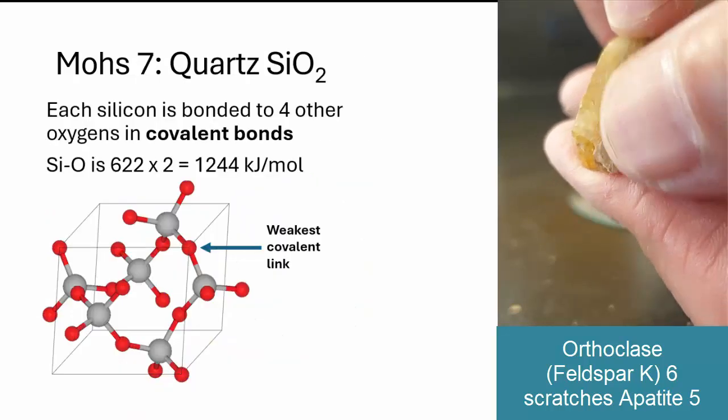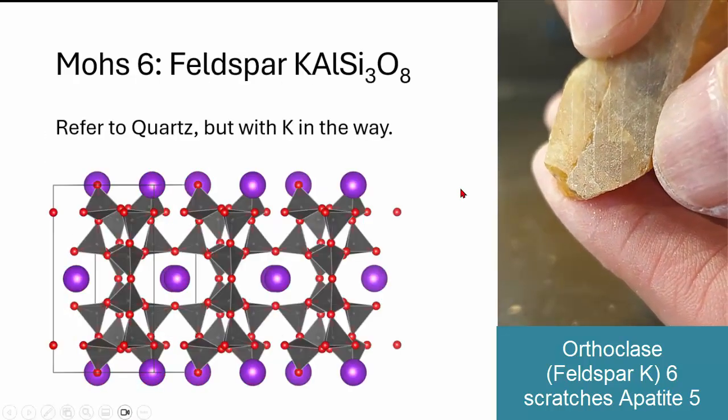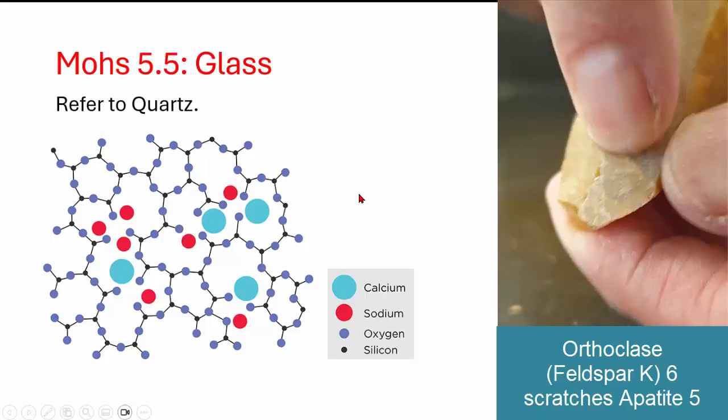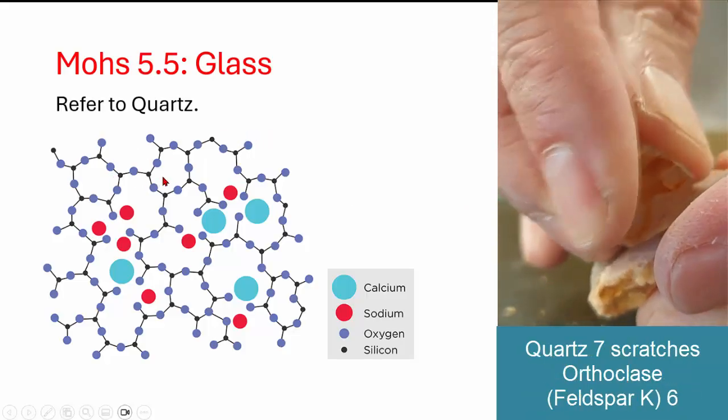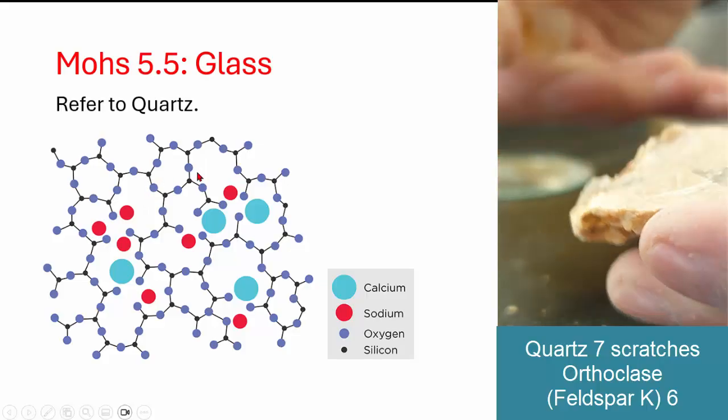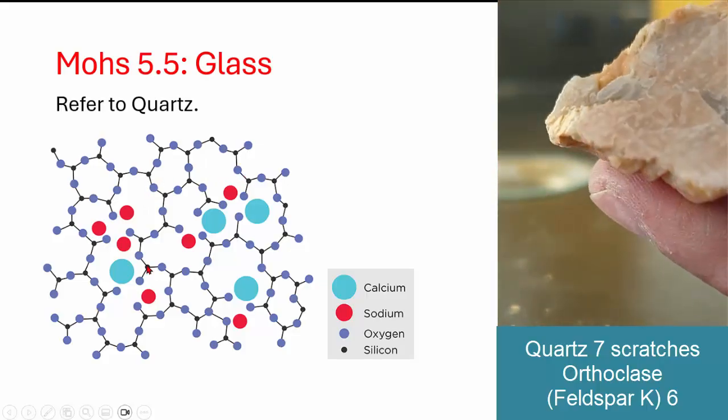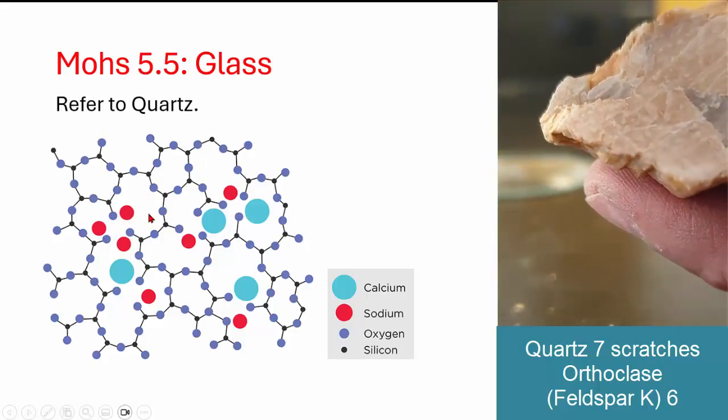And just to go down to the standard, glass is amorphous, it's not even crystalline. So there's open ends on the structure everywhere and some random calcium and sodium atoms in there as well.